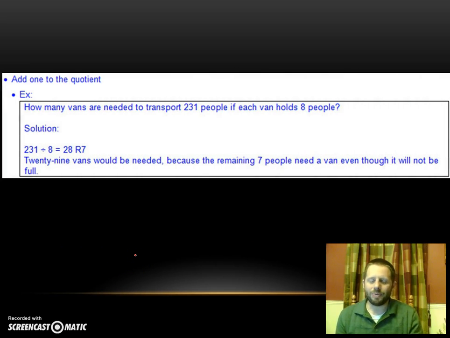All right, this one's called add 1 to the quotient. Okay, so let's see what they're talking about. It says how many vans are needed to transport 231 people if each van can only hold 8 people. So again, we divide 231 by 8. This time we get an answer of 28 with a remainder of 7. So what that means is that we could fill up 28 of these vans with 8 people each, and there'd still be an extra 7 people left over. Well, those guys want to go too, right? You can't just leave them there. So you're going to need 1 extra van to carry those 7 extra people. So in reality, you'd want to purchase 29 vans so that you can fit everybody. Okay, so that's rounding up to the next number.